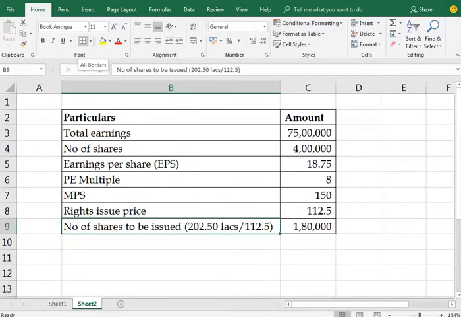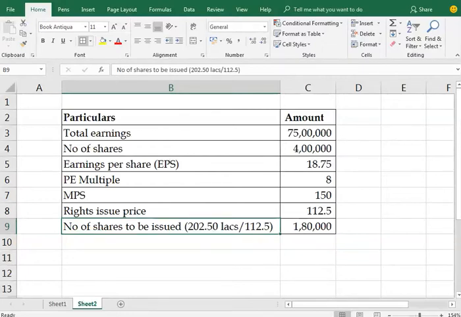If I want to know the market value of a company, I'm not interested in all this. If I just want to know market value, the market value is 75 lakhs into 8. Every rupee of earning is valued by the market. So if you are earning 1 rupee, the market will pay you 8 rupees for that. So your market value today is 75 lakhs into 8, which is 6 crore.